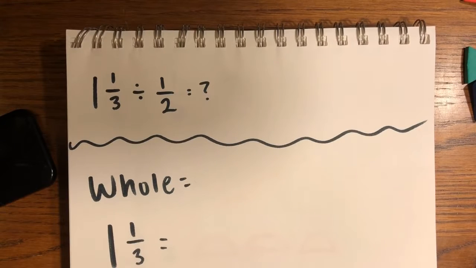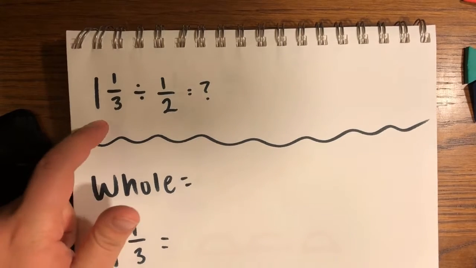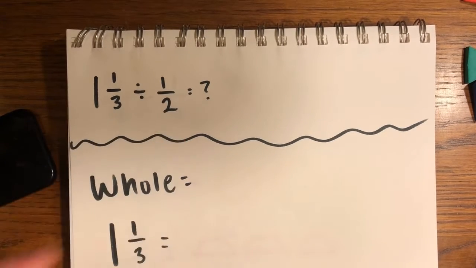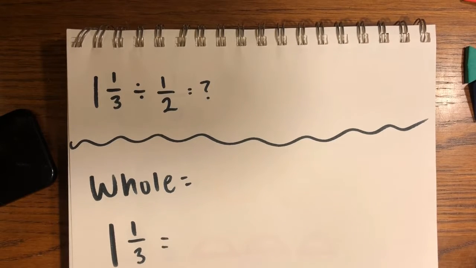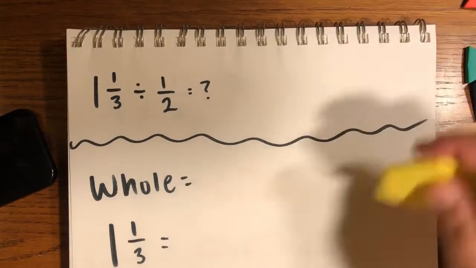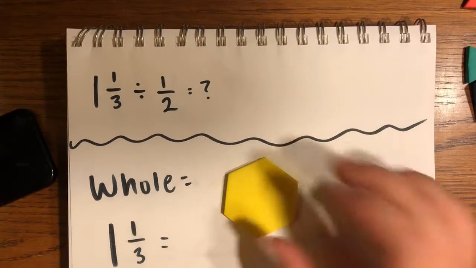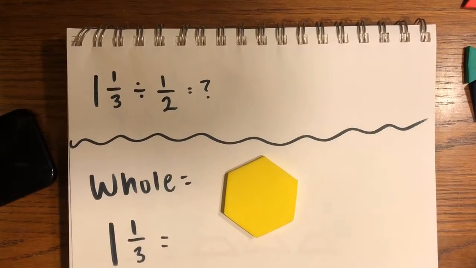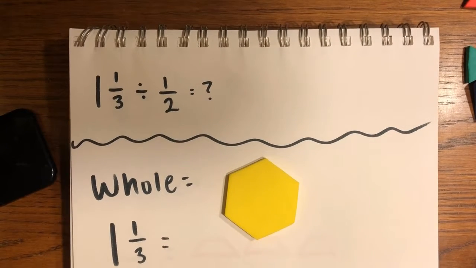So for our next example, we're going to look at something a little bit harder, which is mixed numbers. So we have 1 1/3 divided by 1/2. So again, we want to figure out what our whole is. And I think this time I'll just be able to use 1 hexagon, because we can fit 3 into there and 2 into there like we figured out last time.